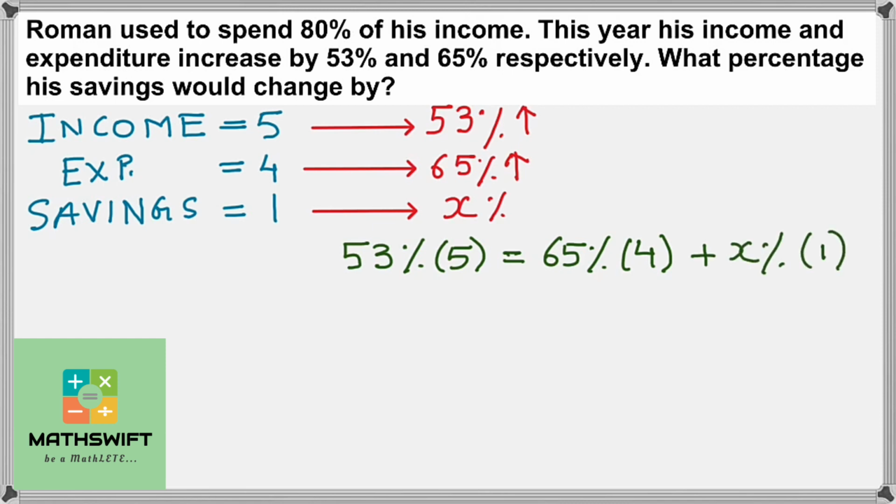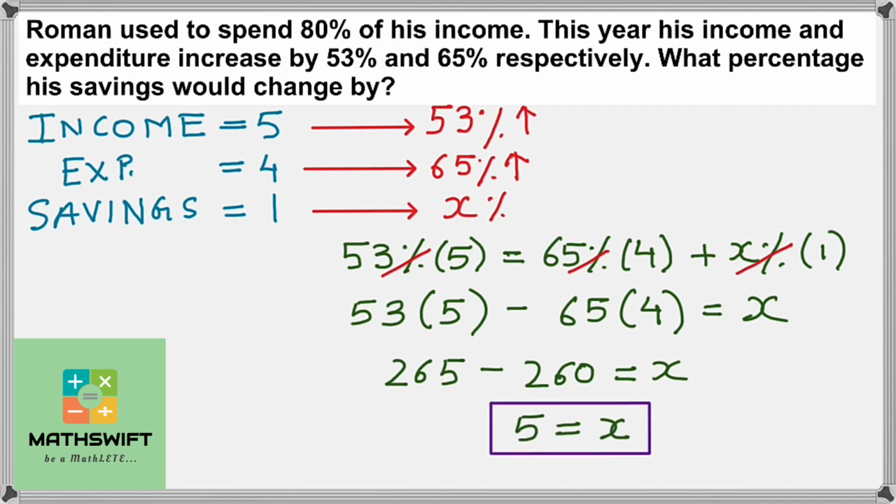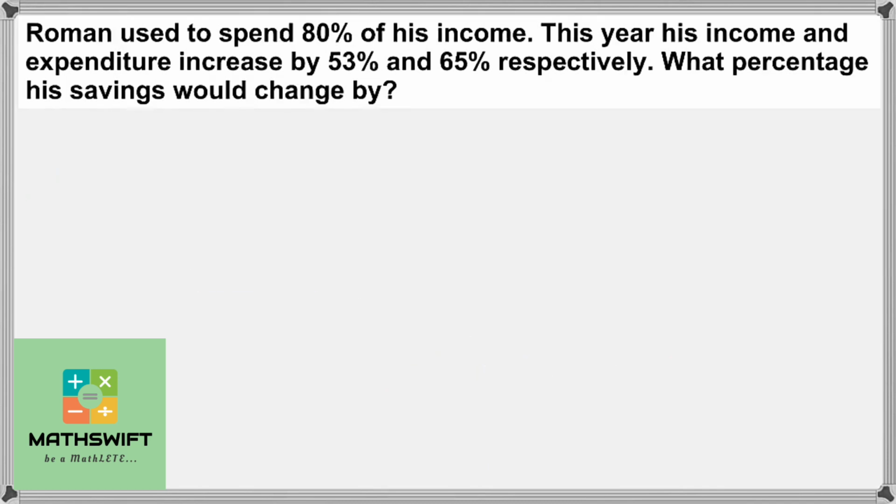The calculation is pretty simple. And X comes out to be 5 with a positive sign, which means 5% increase in savings. Now let's do the same problem by the weighted average method, which I recommend for solving such problems.